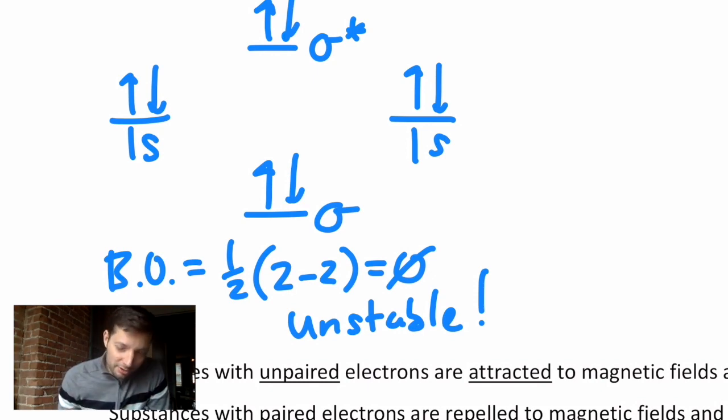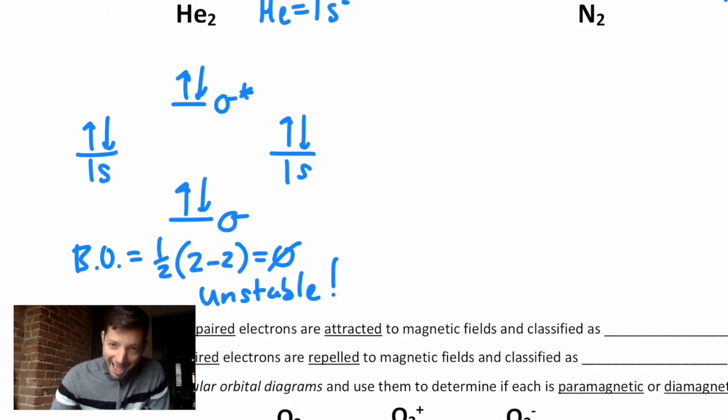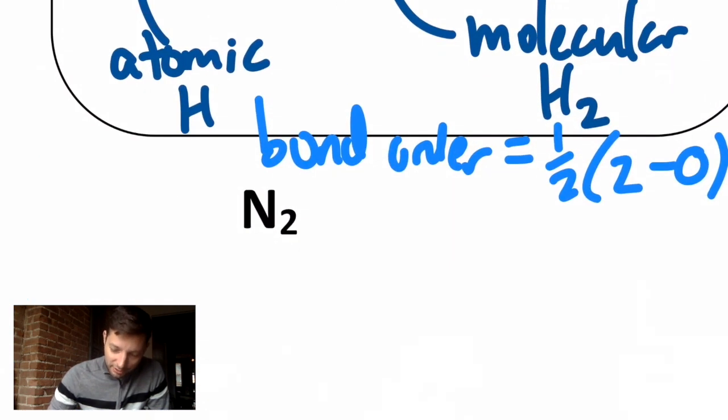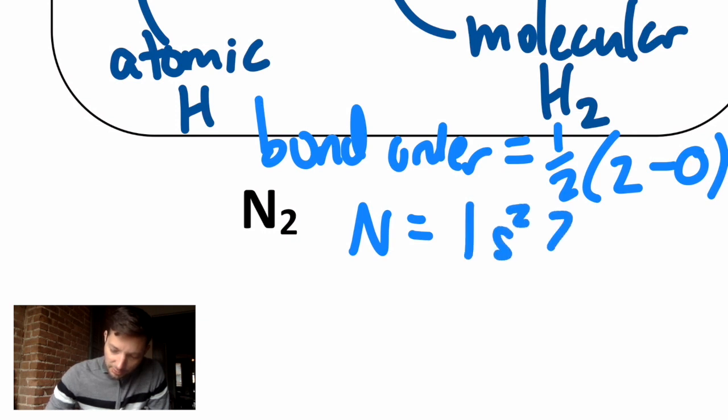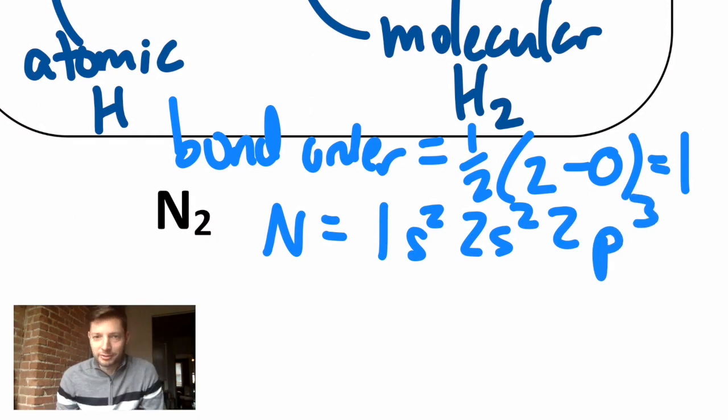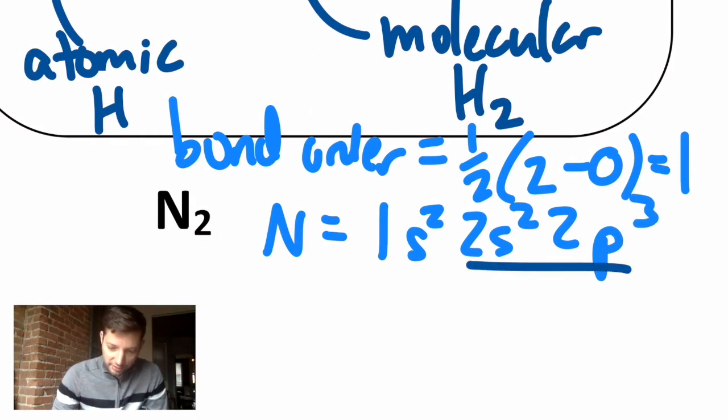So what about the nitrogen molecule? Now nitrogen's a much bigger atom than the other 2. Remember what nitrogen is, first of all. Nitrogen's electron configuration is 1s2, 2s2, and then 2p3. And we're only going to look at the valence electrons because that's what's involved in bonding. We're not going to look at the core electrons.